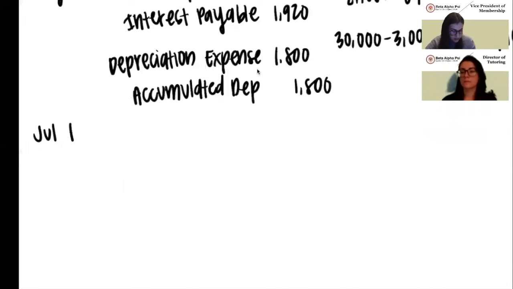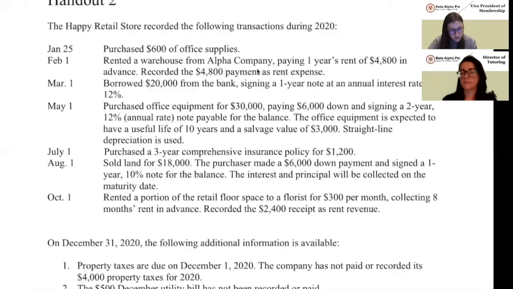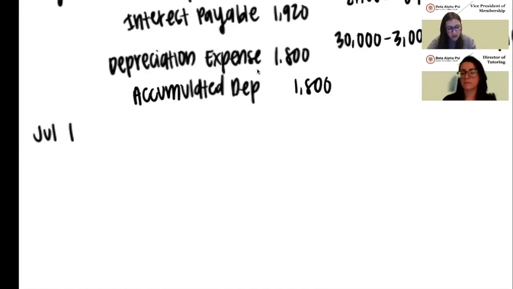July 1st, we bought an insurance policy, and now we've used 6 months of that insurance policy. So when we bought it, for those 3 years, we debited our prepaid insurance and credited cash because we paid for it. And so now we've used 6 months of it. So we need to lower our prepaid insurance account and debit our insurance expense.